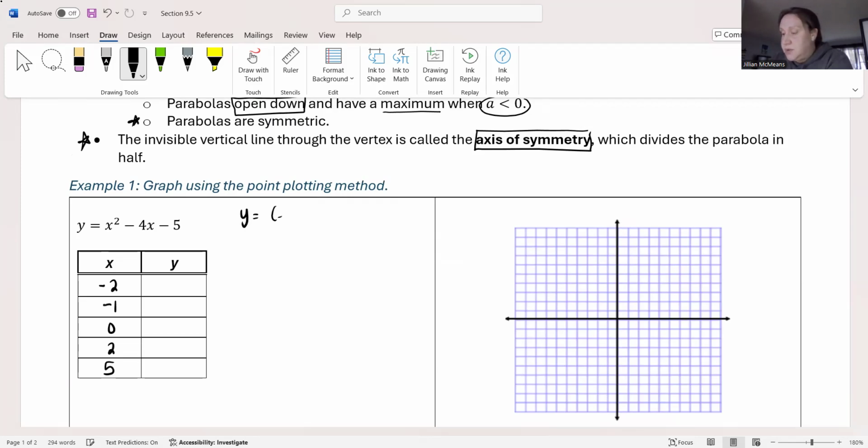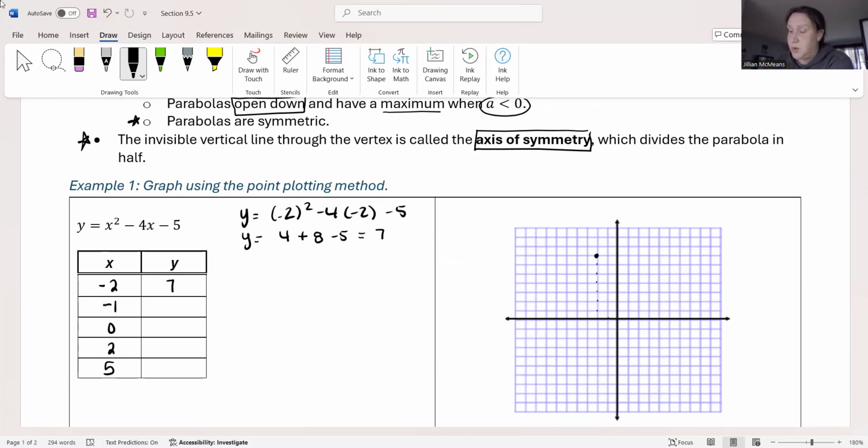So we get y equals -2 squared minus 4 times -2 minus 5. Well, that tells me that y is going to equal, well, -2 squared is 4. -4 times -2 is +8. And then we still have that minus 5. So let's see what that equals. 4 plus 8 is 12. 12 minus 5 is 7. So that tells me that when x is -2, y is 7. So I would go back 1, 2, and then up 1, 2, 3, 4, 5, 6, 7. So that's a point we know is on the graph.